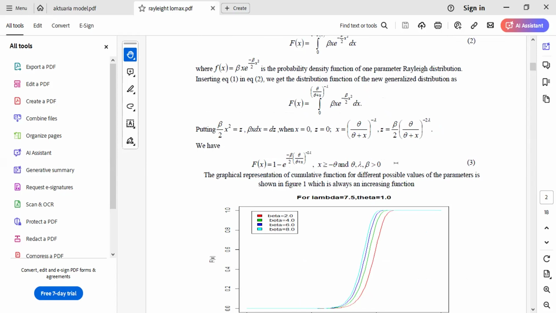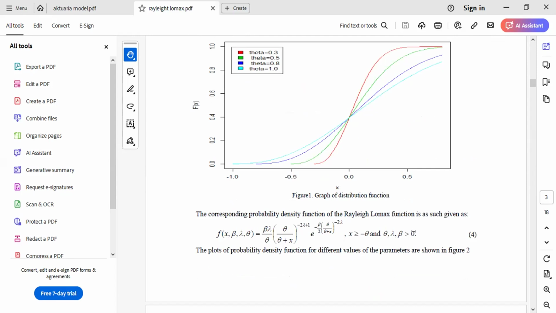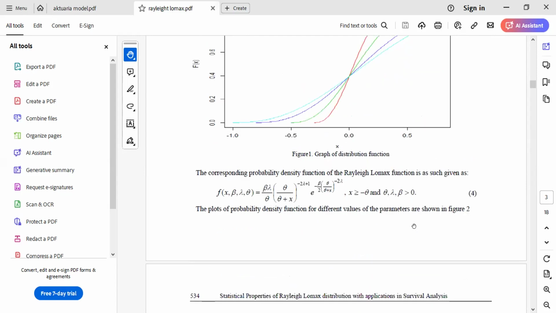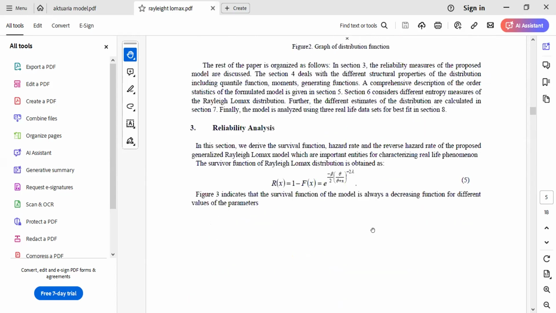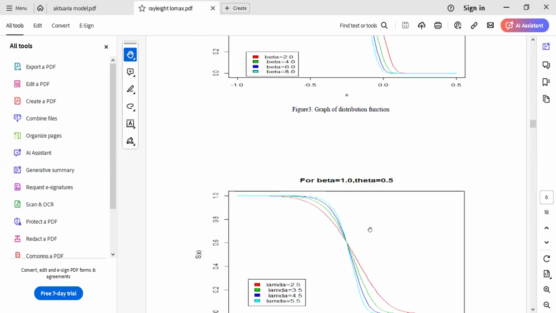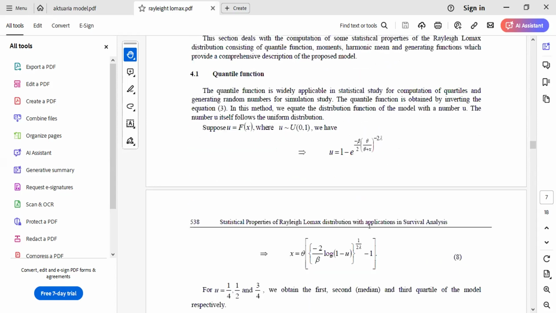Based on equation 3, we can use this equation to produce the quantile, and based on equation 4, we can find the log likelihood. Okay, so that's why in this research article, we can find the formula of the quantile function, like in equation X.